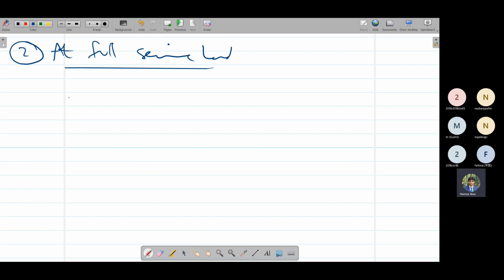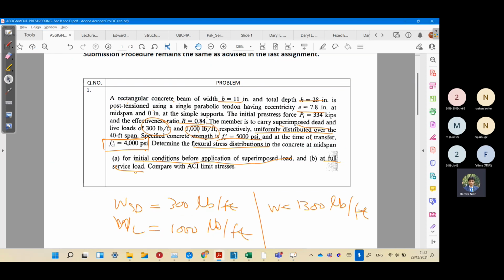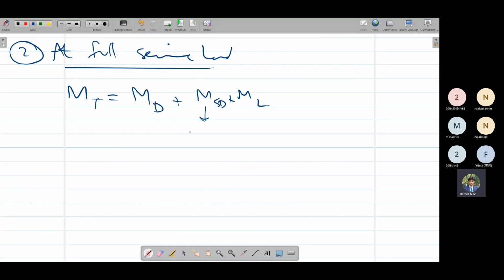First, we have to calculate M total, the total moment. It would be MD, which we calculated previously, plus MSD plus ML. This MSD and ML would come from this 300 and 1000. This was superimposed dead load and 1000 was live load. So this MSD would be 300 into L squared over 8 and ML would be 1000 into L squared over 8. So this way we can calculate M total.